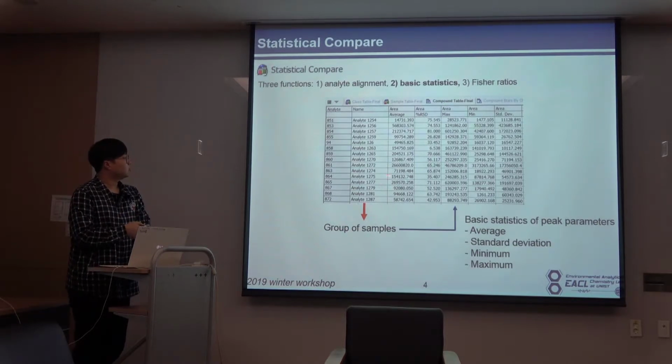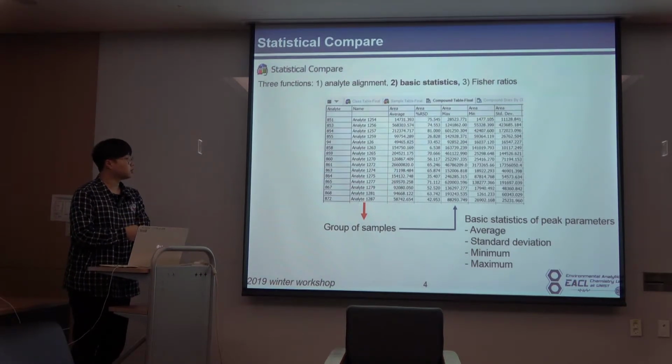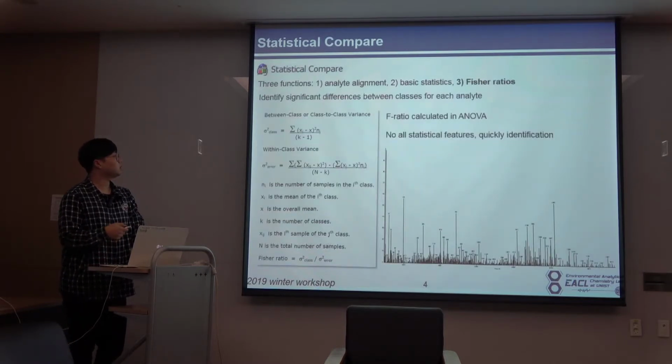And after then, we get the co-detected compounds, and in the software, the basic statistics such as average or standard deviation are automatically calculated. And finally, the Fisher ratio can also be calculated.